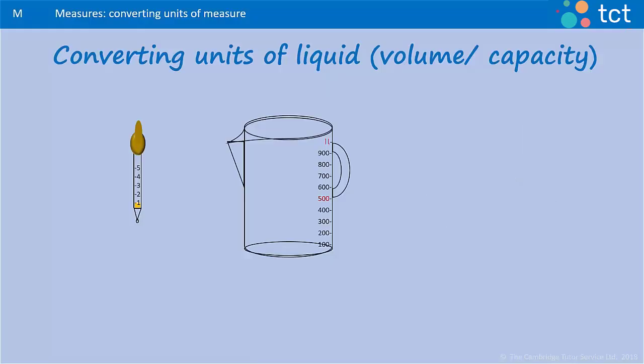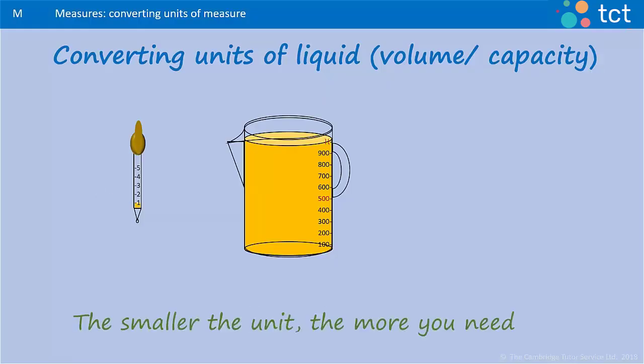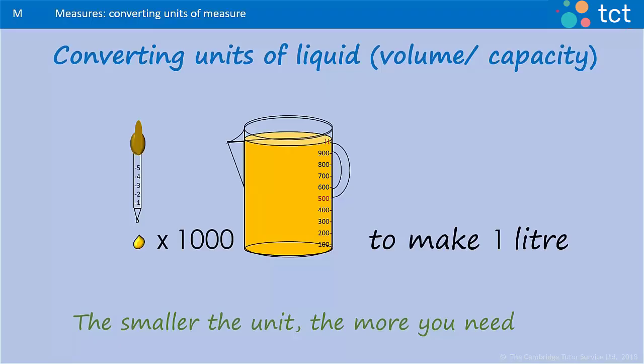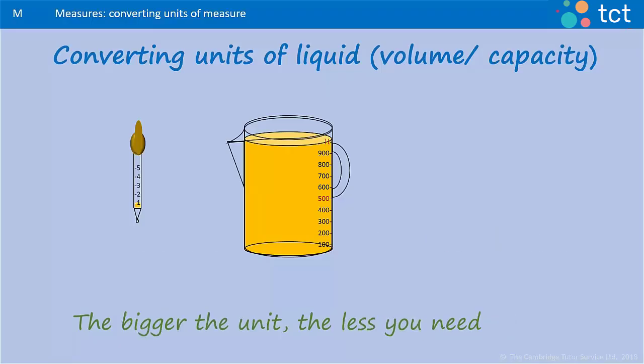If you have a look at the litre jug, I'm going to fill that with orange juice, and we have 1 litre of the juice. If you look at the dropper beside that, it has 1 millilitre of orange juice in there. We would need 1,000 of those 1 millilitre drops to make 1 litre of orange juice. The smaller the unit, the more you need. So we need 1,000 of those drops to make 1 litre. The bigger the unit, the less you need.